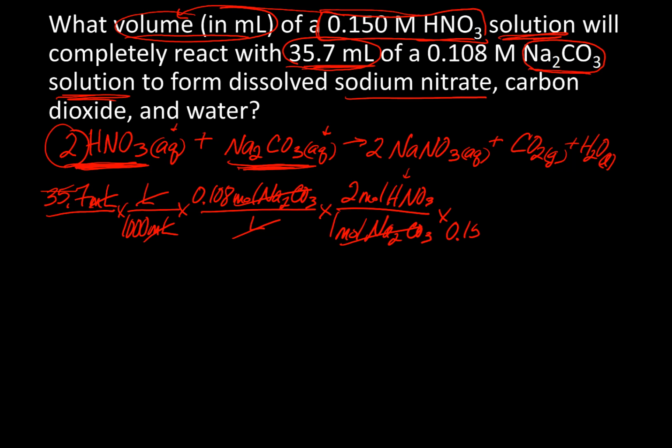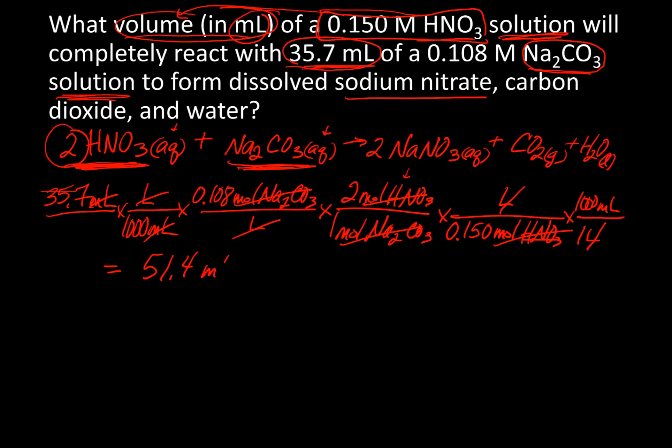So you've got 0.150 moles of nitric acid per liter of nitric acid. So moles of nitric acid cancel out and you're almost there. You want your volume in milliliters. So you're just going to say in 1 liter, I have 1,000 milliliters. Liters cancel. And when you do all that math in your calculator, you end up with 51.4 milliliters of nitric acid solution. So there's the answer to this problem.